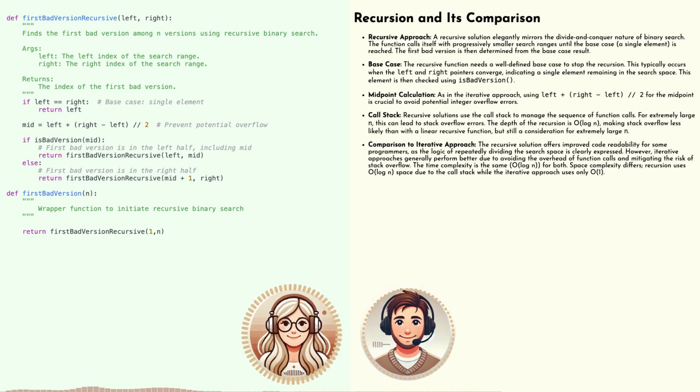Until we hit what we call our base case. The base case in recursion is like an exit condition. It tells the function, hey, stop calling yourself. In our case, that base case is when left is equal to right, meaning we've narrowed it down to a single version. At that point, we just return left or right, since they're the same, as our first bad version. The main idea is that each time we make that recursive call, we're breaking the problem down into smaller pieces that look like the original problem. And we keep doing that until we reach the simplest case, and then we can solve that directly.